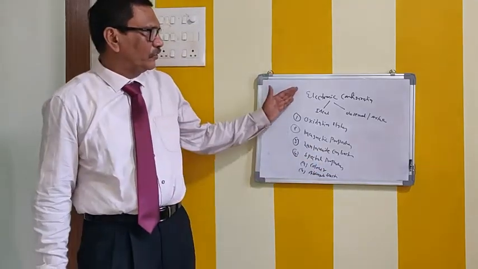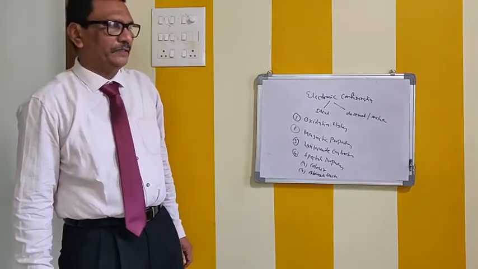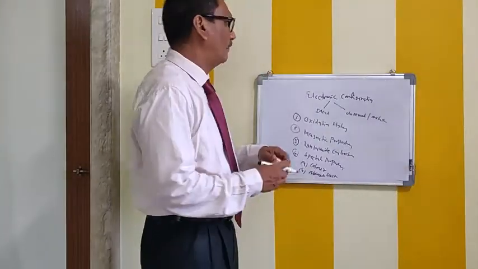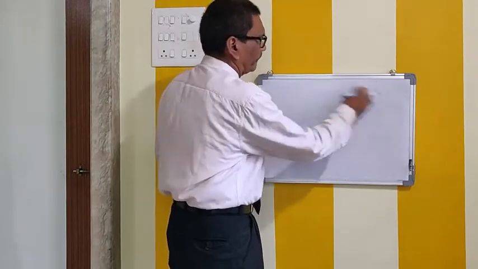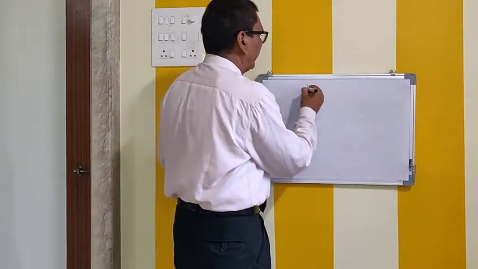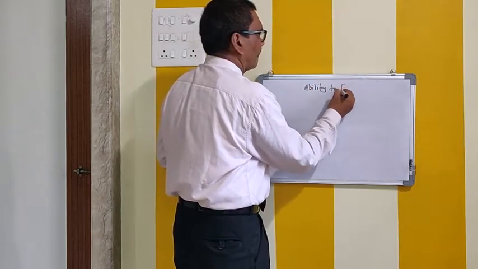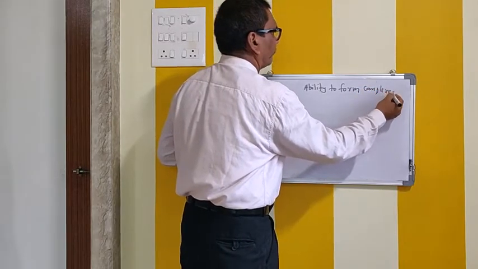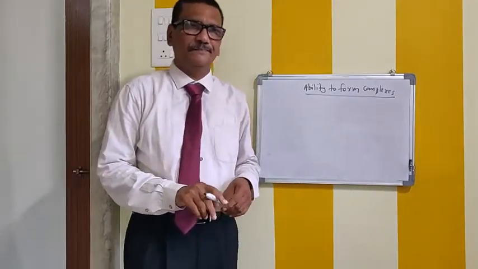So based upon the electronic configuration, we are seeing these properties. Now the last property that is left is the ability to form complexes, which we are going to cover in today's lecture. So the next important property is the ability to form complexes. That means we have to study the complex formation tendency of the lanthanides.